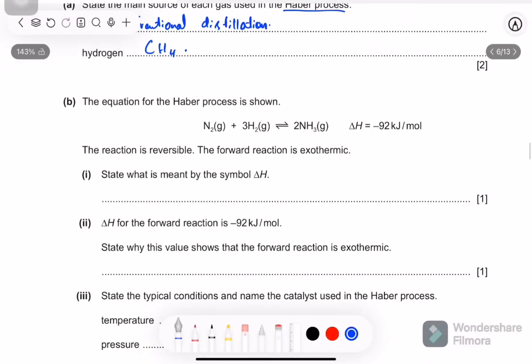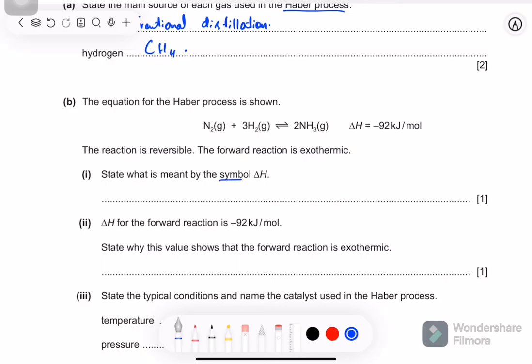The equation for the Haber process is shown. The reaction is reversible. The forward reaction is exothermic. By the way, you should be remembering this equation, and you should know how the NH3 forms. The relevant factors are affecting the equilibrium, as it is a reversible reaction, indicated by this double arrow.